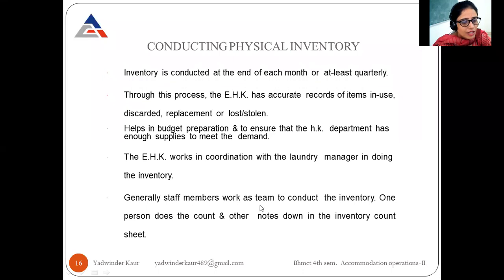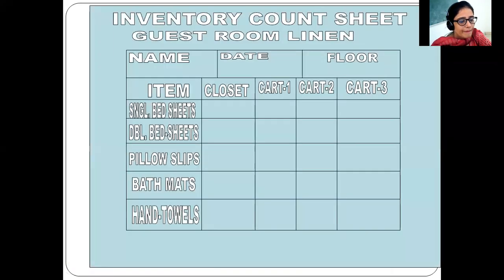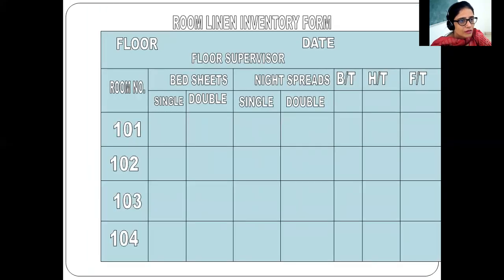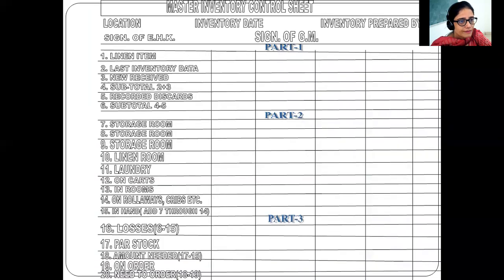Generally, staff members work as a team to conduct the inventory. As we have already discussed, we have to work in a team, right? One person does the count and the other notes it down in the inventory count sheet, so that we can easily do the work. Inventory count sheet we have done. Inventory count sheet, guest room linen inventory form, then inventory sheet also. This is the master inventory control sheet.